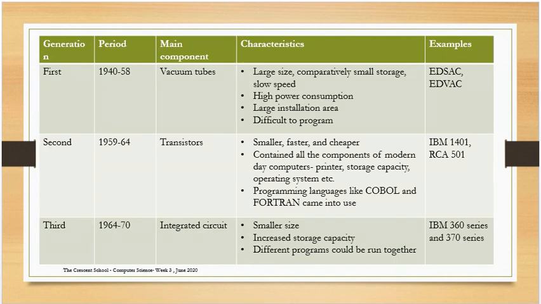Third generation, period 1964 to 1970. Main component: integrated circuit. Characteristics: smaller size, increased storage capacity, different programs could be run together. Examples: IBM 360 series and 370 series.